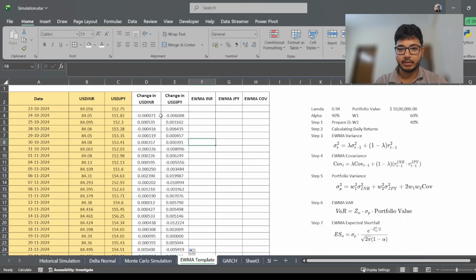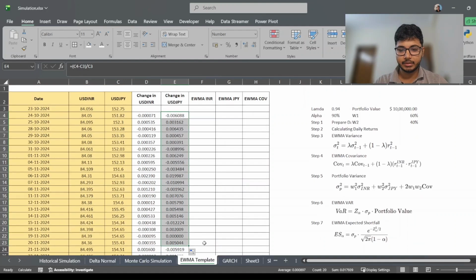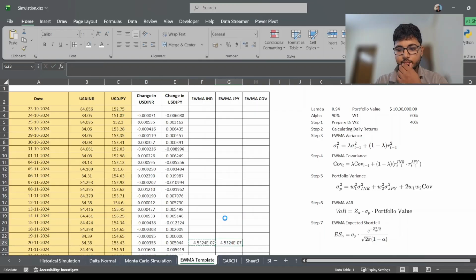Let's calculate how many days there are. 20. Okay, so I'm going to be taking this as a seed value, the VaR variance. Similarly, we are also going to have covariance.